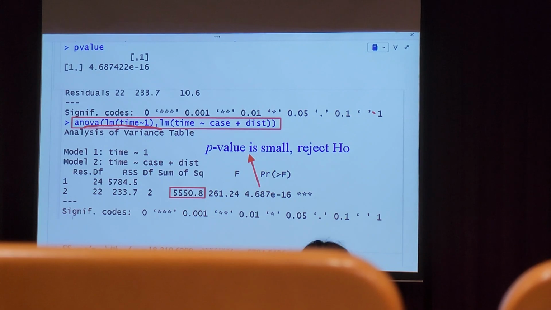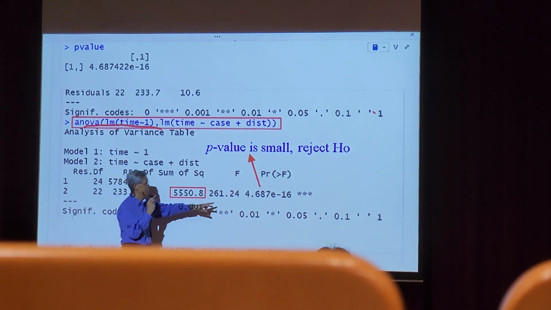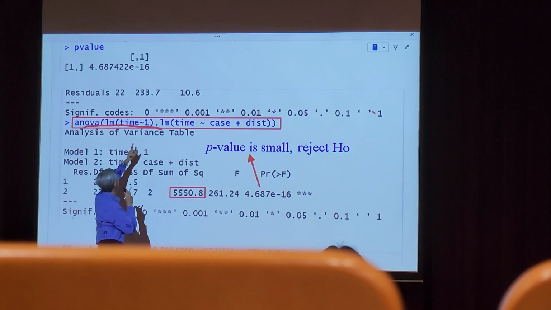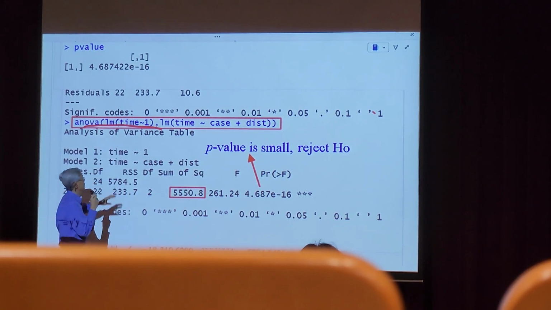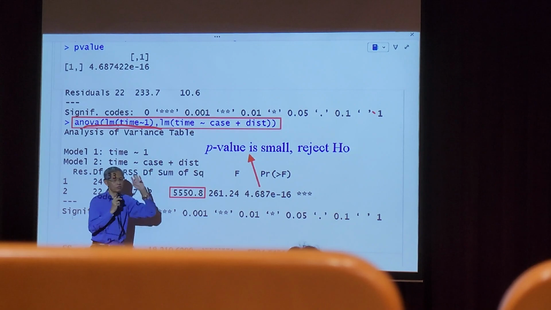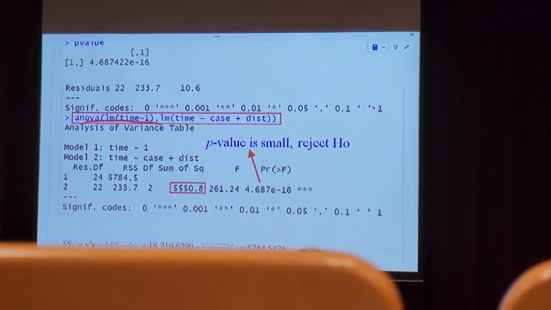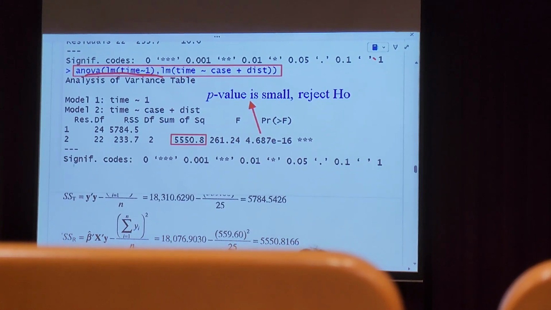This ANOVA statement allows us to test the two parameters at the same time. This is a p-value obtained using this statement by comparing the model based on beta naught and the model based on all the betas, beta naught, beta 1, and beta 2. So that's what happened.